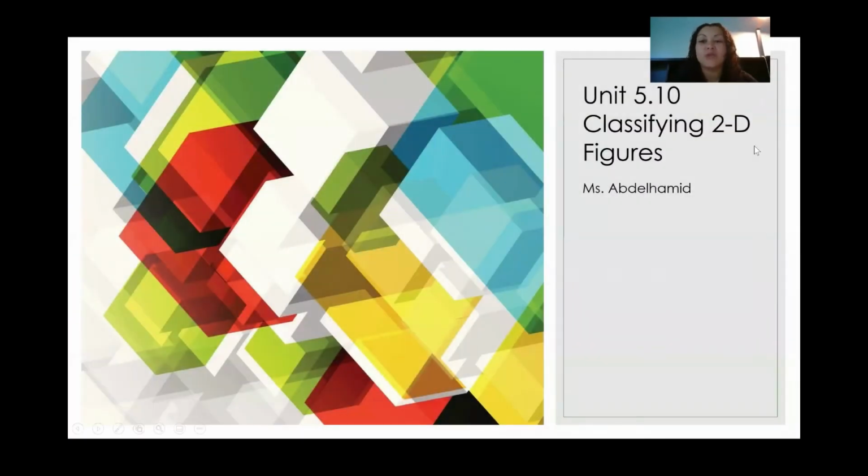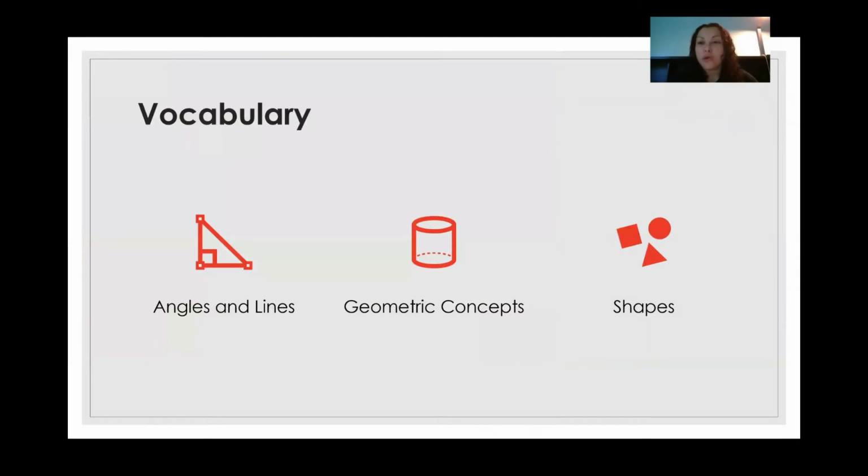So like I said, this week we're going to be learning about 2D figures. So we're going to focus on 3 different vocabulary sections today. One on angles and lines, another on geometric concepts, and the last on shapes.